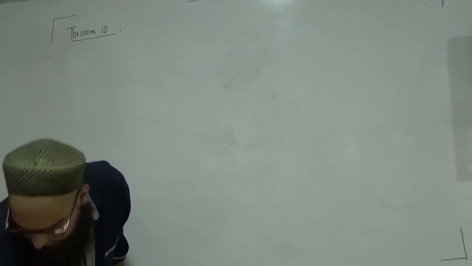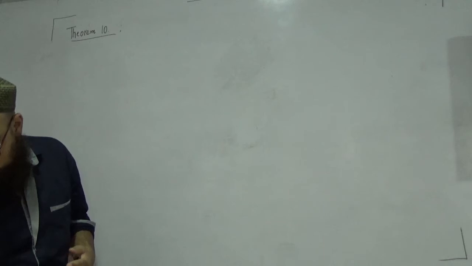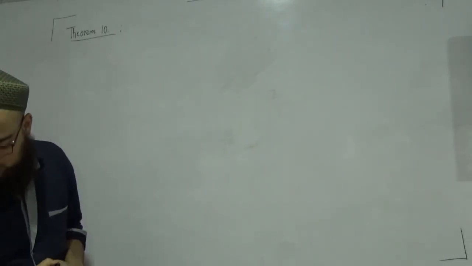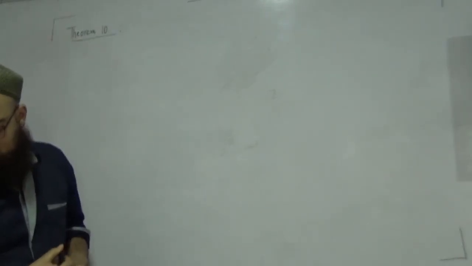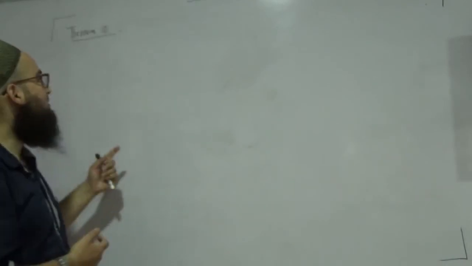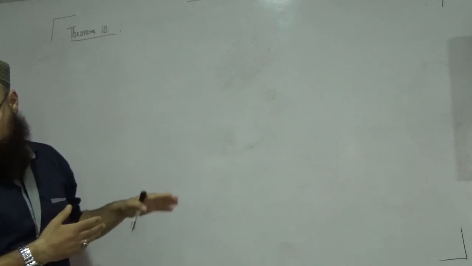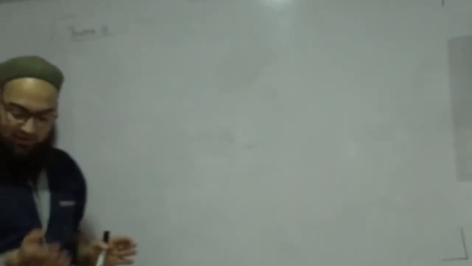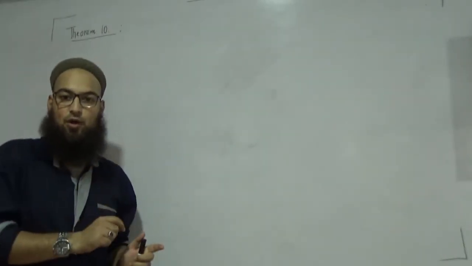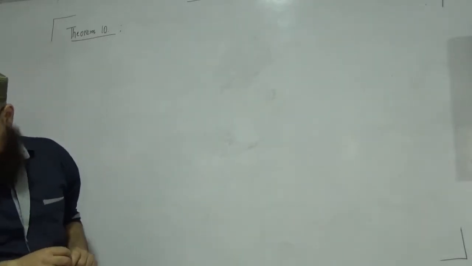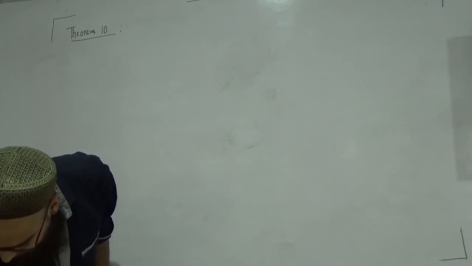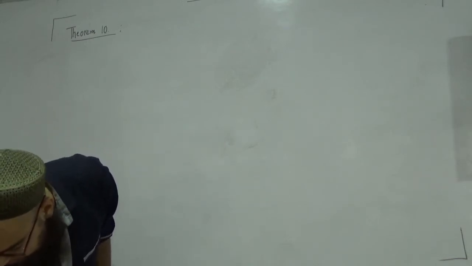Now after 10.3, we have theorem 10.4, which says the line drawn through the center of a circle to bisect a chord is perpendicular to the chord. It is similar to the previous one, but the converse of the previous one. Theorem 10.3 was the perpendicular from the center of the circle bisects the chord. Now 10.4 is the converse of 10.3. So you can do it in a similar way. Make two triangles and prove that they are congruent, then you will get the result.